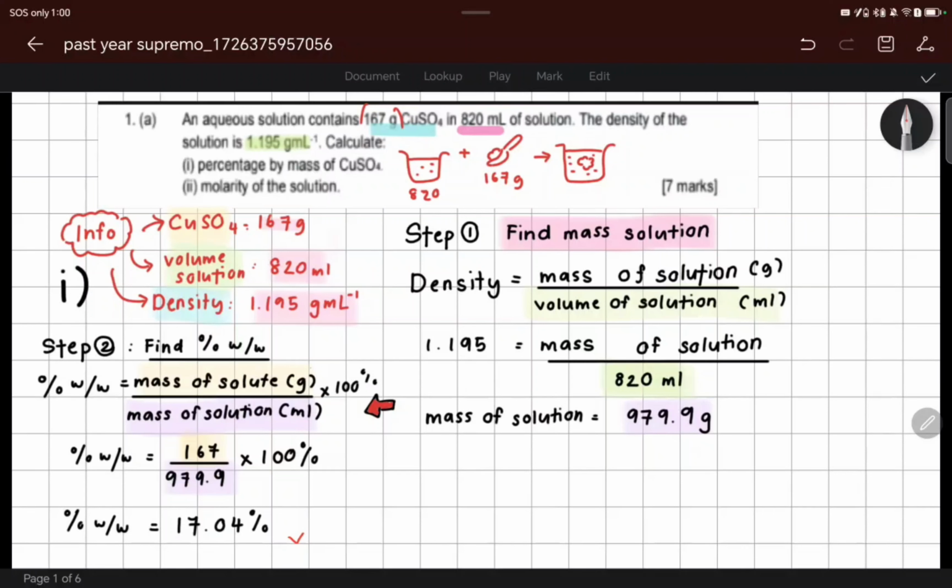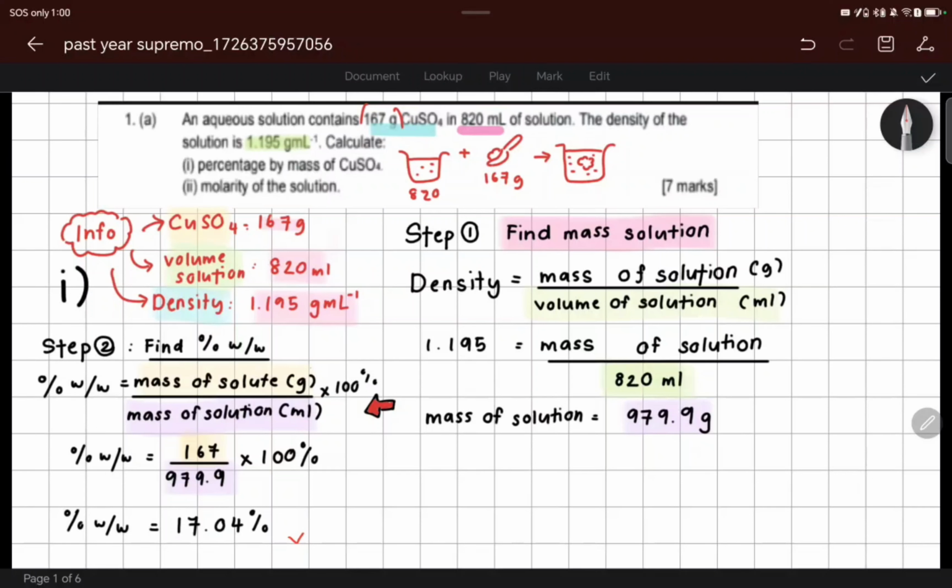So the information given is the mass of copper sulfate, which is 167 gram, the volume of solution, 820 ml, and then the density is 1.195. So we need to know who is the solute in this question. The solute is copper sulfate and the volume of solution is 820 ml. So we need to use the percentage by mass of copper sulfate, right?